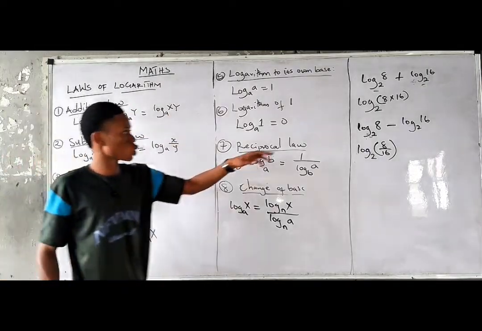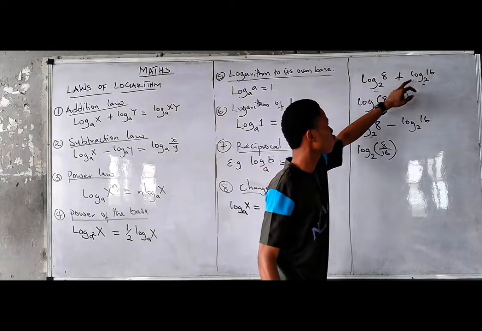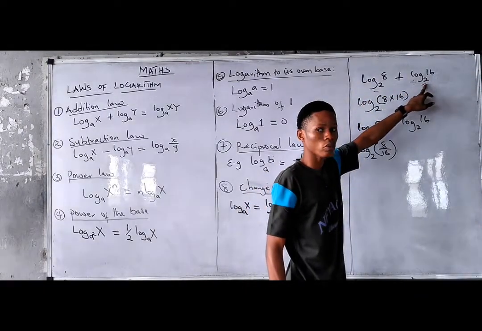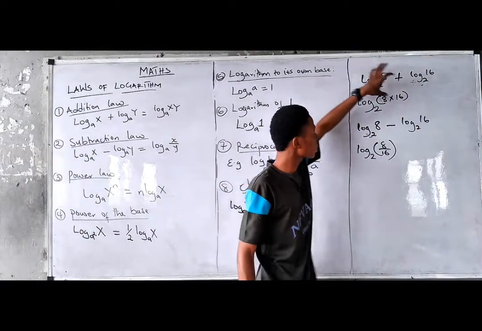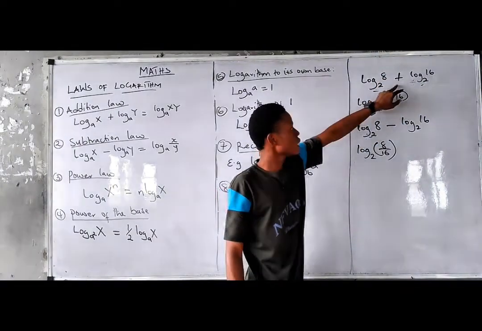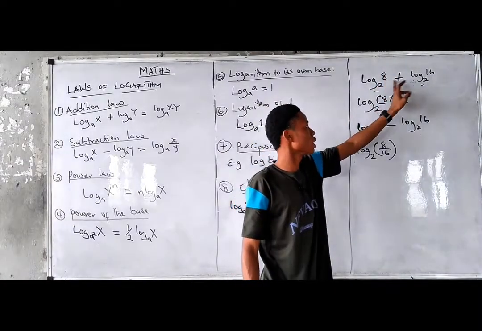For example, this is what I mean. If you have log 8 in base 2 plus log 16 in base 2, since the bases are the same, 2, just take one, so log base 2. And since this is plus, what do you do to the logarithm? You multiply, so we say 8 times 16.